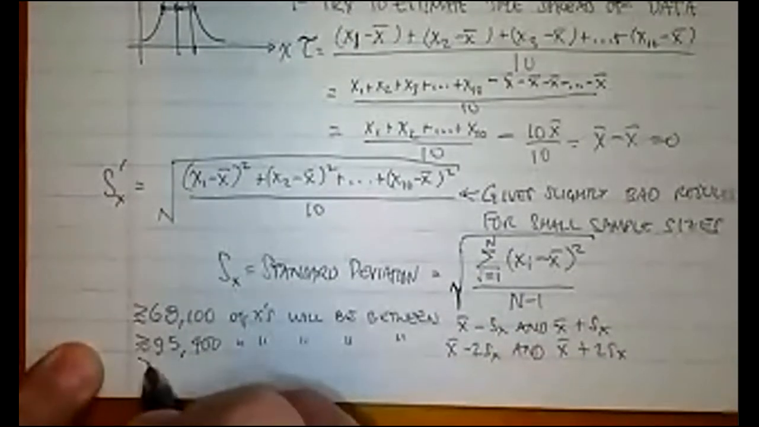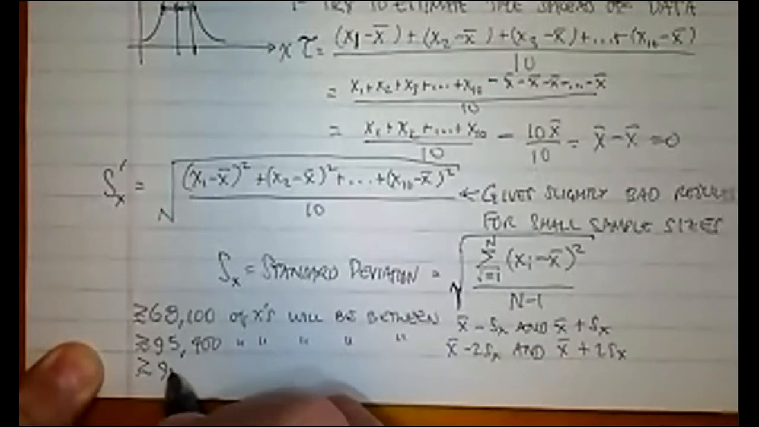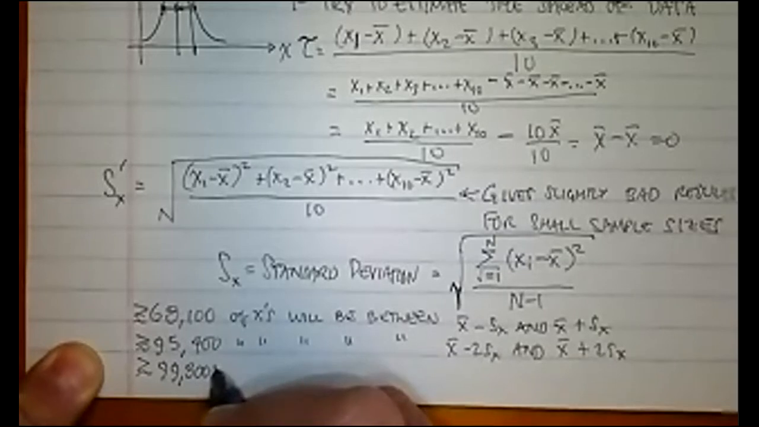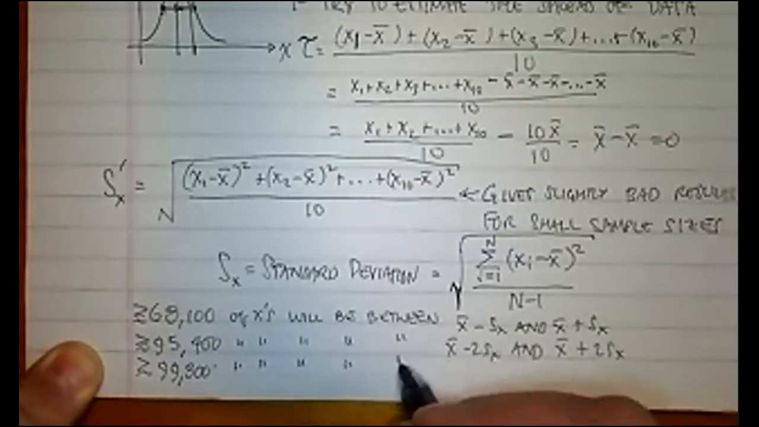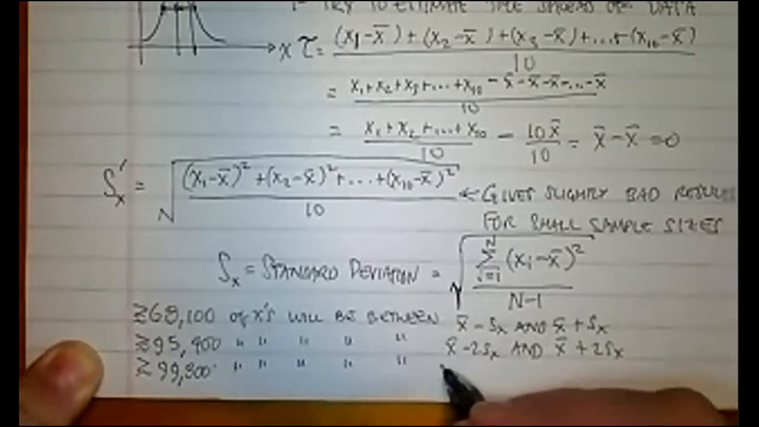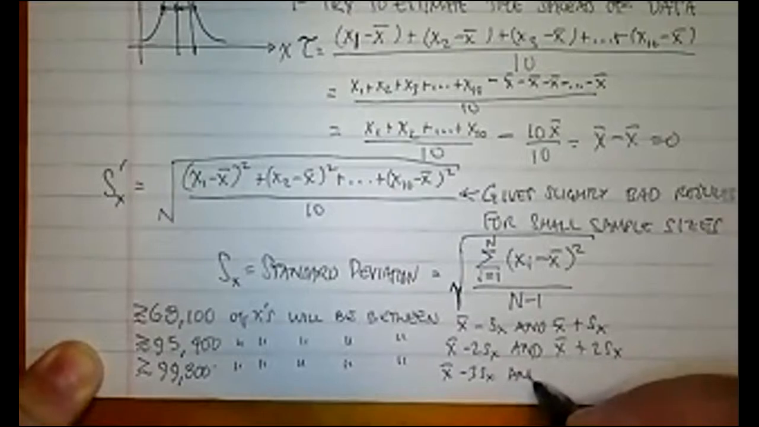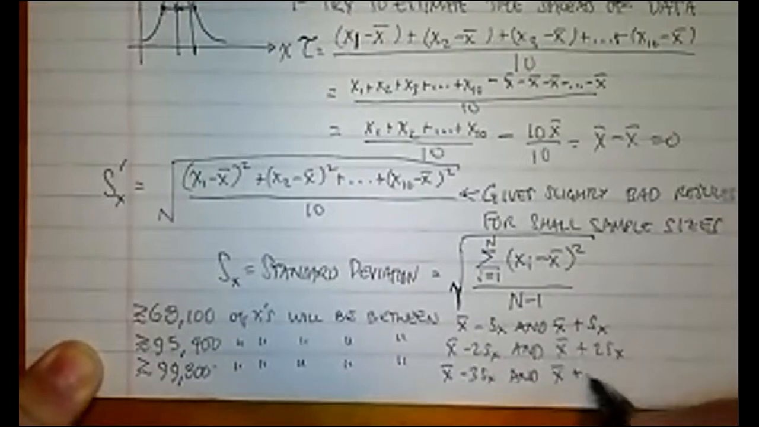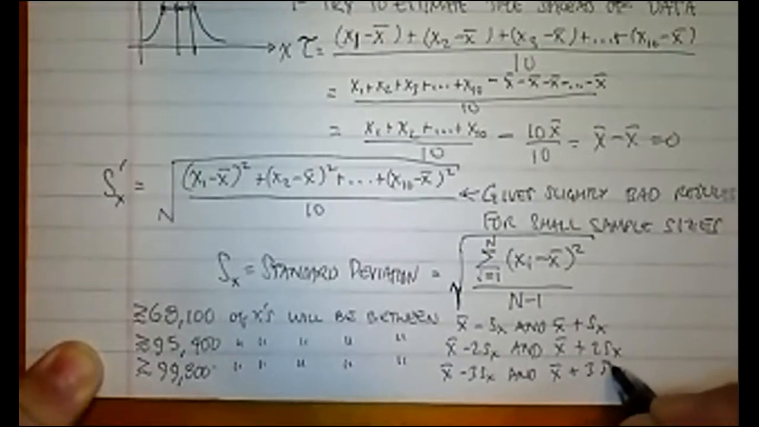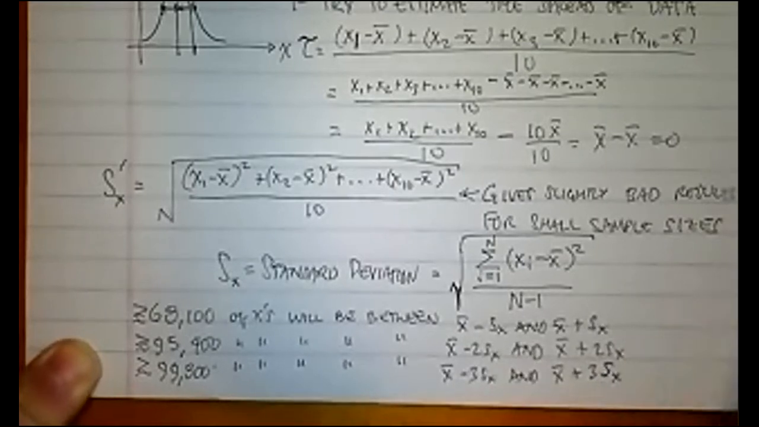And then finally, greater than or equal to about 99,800 of x's will be between x bar minus 3sx and x bar plus 3sx. Okay, so that's what the standard deviation is.